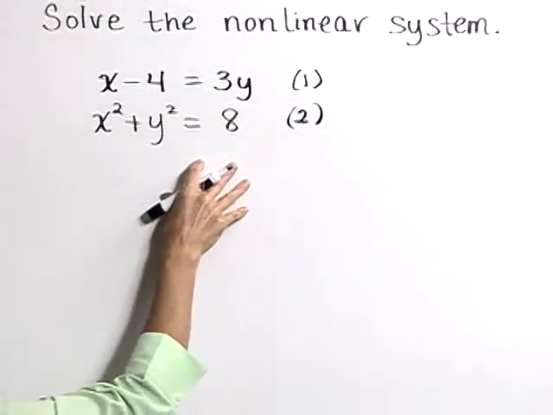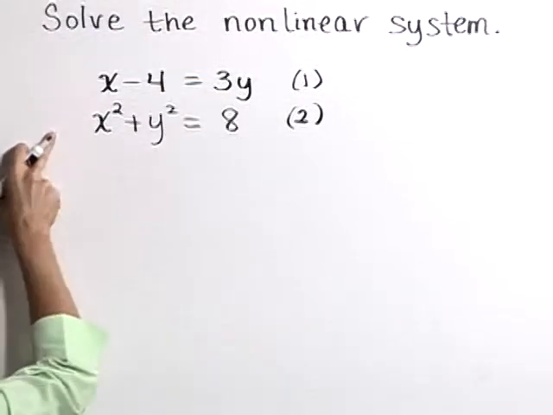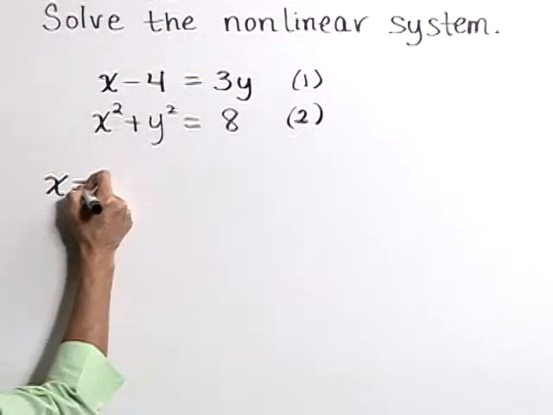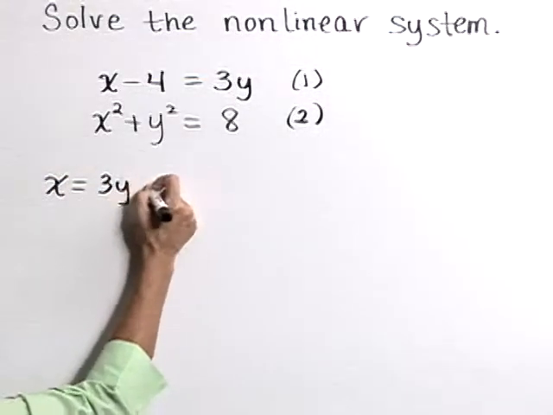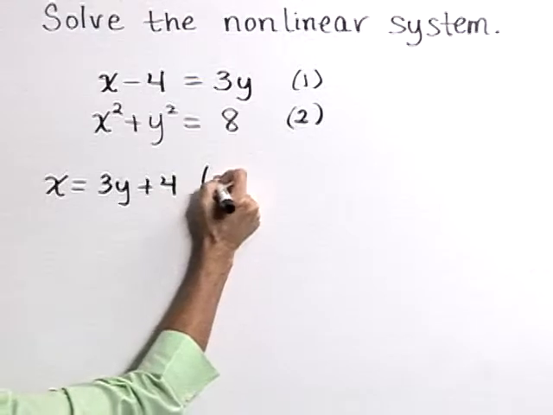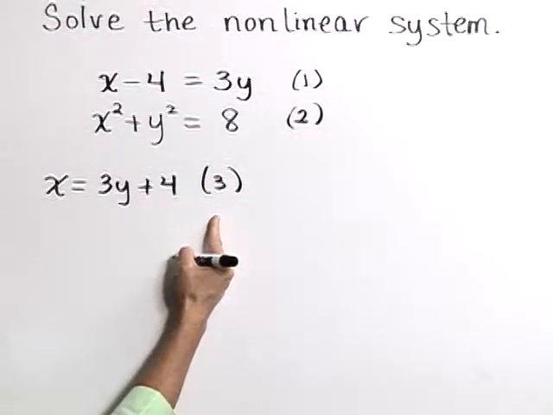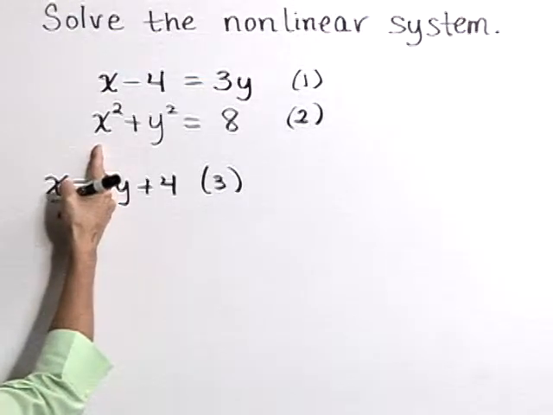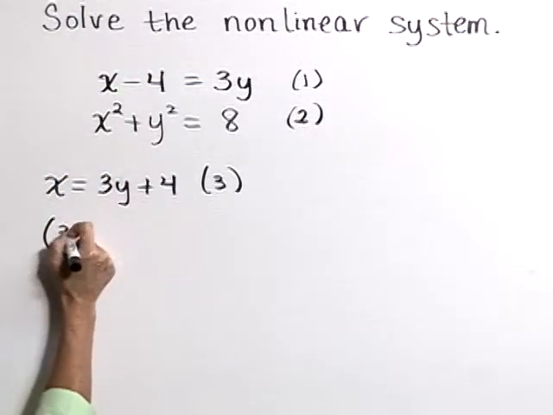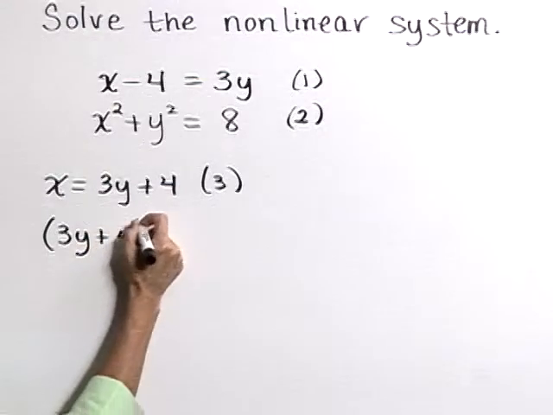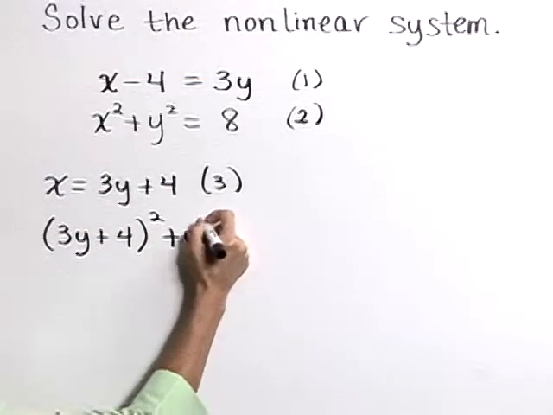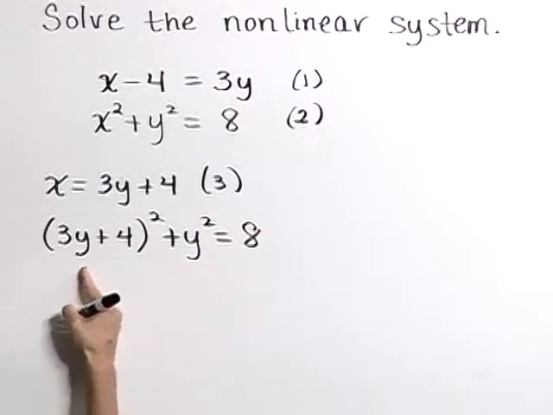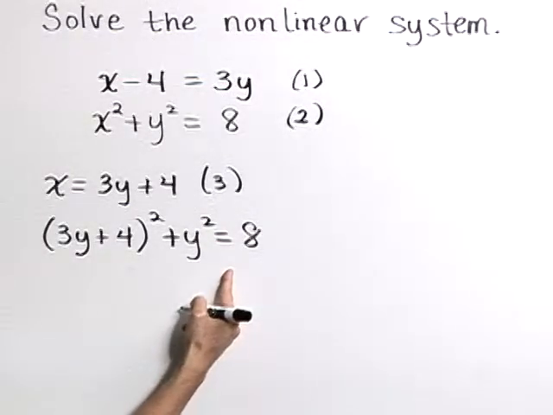Let's see. Let's take equation 1 and solve it for x, giving x is equal to 3y plus 4. And I'm going to call that equation 3. Now let's substitute this value for x into equation 2, so that we have a 3y plus 4 quantity squared plus y squared is equal to 8. Now let's solve this equation for y.